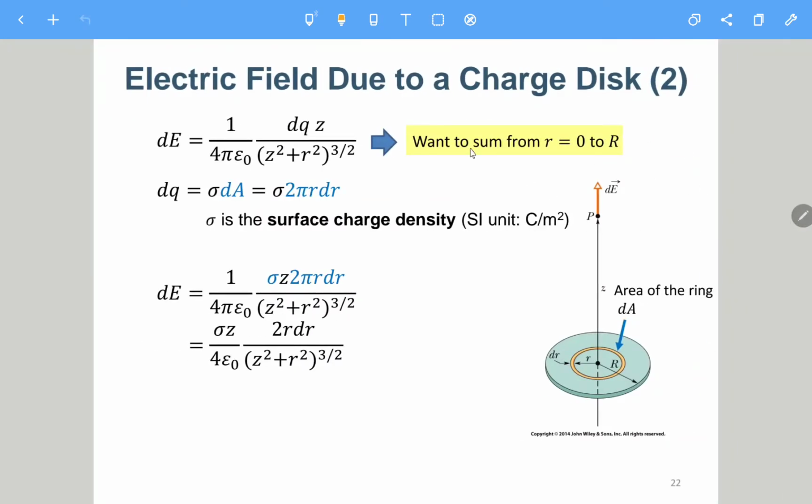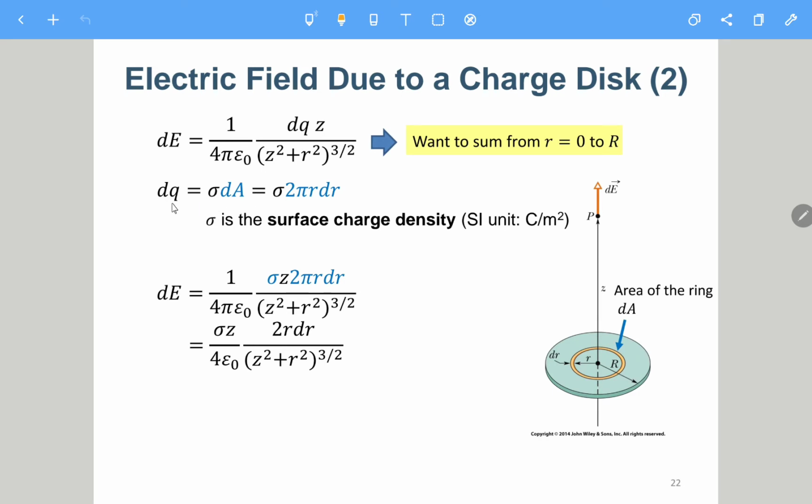The next step is to do the integration. But before doing the integration, we need to do some variable substitution, because we cannot directly integrate over dq. We should integrate dr from 0 to capital R, so we need to do some change of variables.